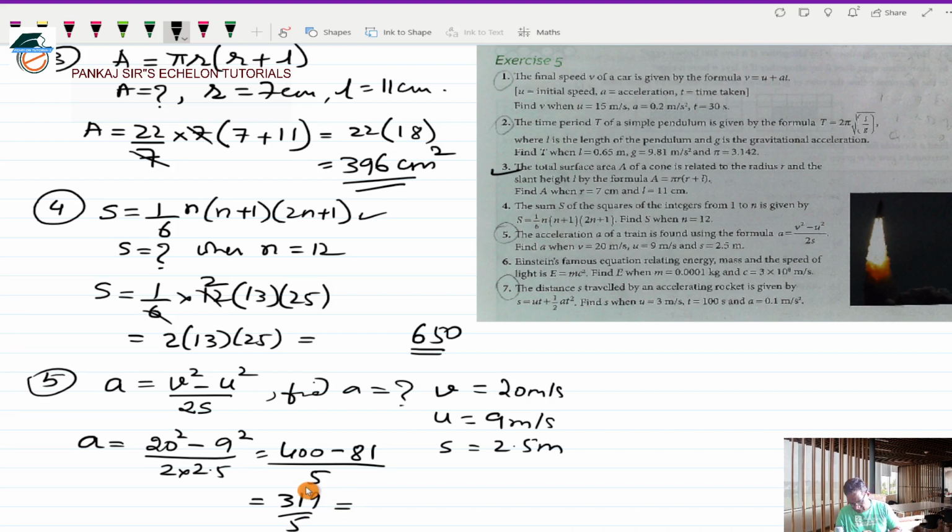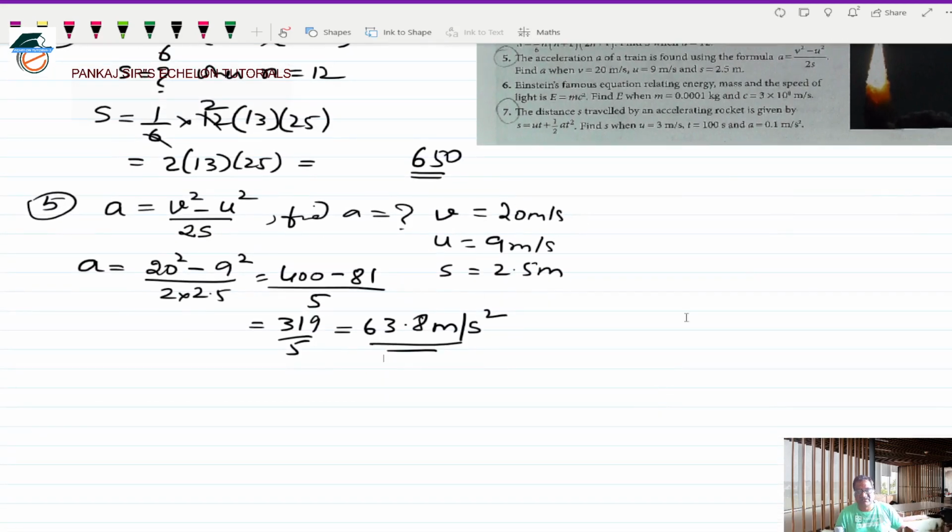So the answer will be 63.8. Now this is acceleration. So the unit will be in the SI system. The unit will be meter per second square. So the answer is 63.8 meter per second square. That was our question number 5.